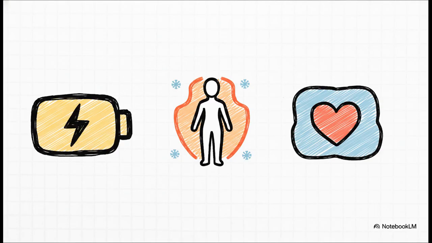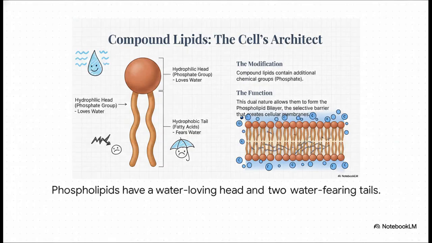Well, first and foremost, they are the body's ultimate long-term energy reserve. They pack way more punch, more than double the energy per gram than carbs do. They also form a layer of insulation under our skin to keep us warm, and they provide this crucial cushioning for our vital organs.